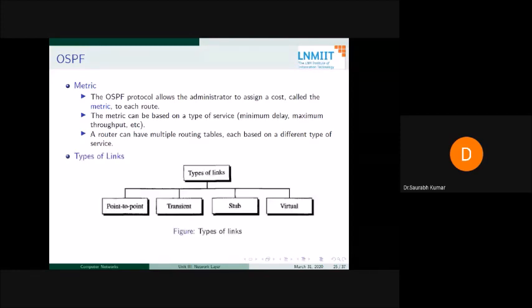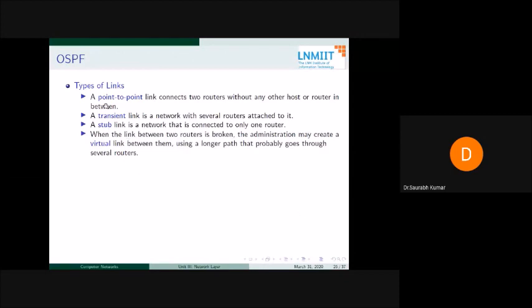Next, there are 4 types of links that we have in OSPF: point-to-point, transient, stub link, and virtual link. We need to understand what those links are. A point-to-point link connects 2 routers without any host or router in between. It is a direct connectivity between 2 routers. What is a transient link? A transient link is a network with several routers attached to it. So a network attached to more than one router with a link will be known as the transient link. A stub link is a network that is connected to only one router. A link that is connected to only one router will be known as a stub link.